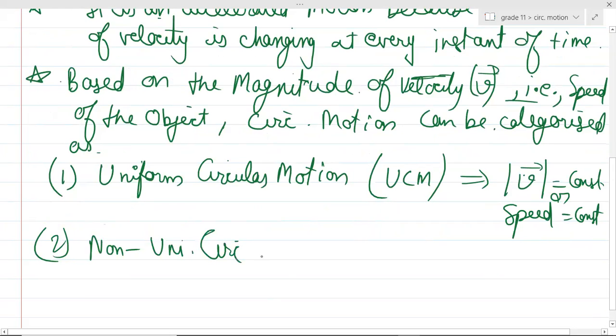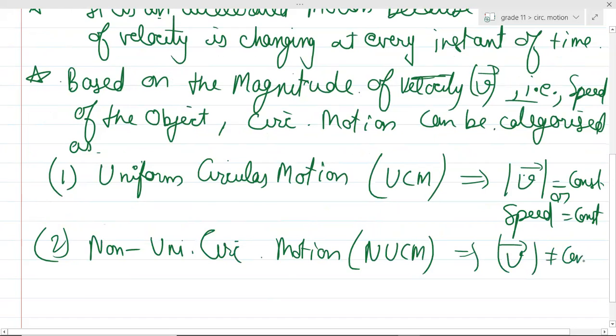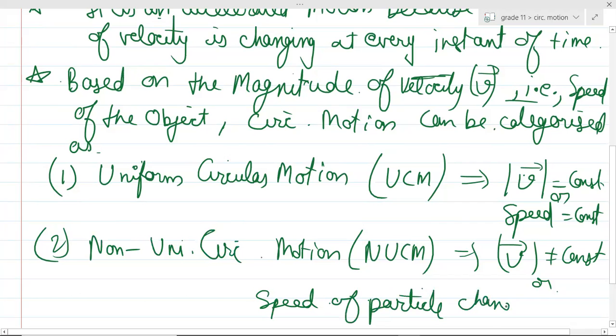Second part is basically non-uniform circular motion, when speed is not constant. Exactly, it keeps on changing. So basically an oval shape sort of thing? No, it will be a circular path only. Oh wait, never mind. I got it. Yes, sir, I got it.